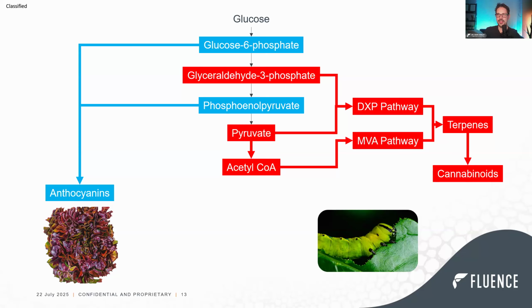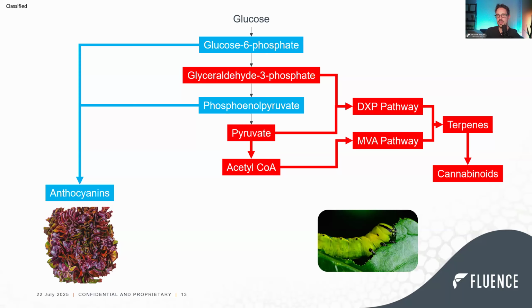I highlighted a couple of things here, right? So glycolysis is really the metabolism of glucose, ultimately to pyruvate and acetyl-CoA. And there are some intermediates that you produce along the way. So you have glucose 6-phosphate in blue, then you have glyceraldehyde 3-phosphate and phosphoenolpyruvate, then pyruvate and acetyl-CoA. What I want to draw your attention to are the two distinct pathways that I've color coded here.